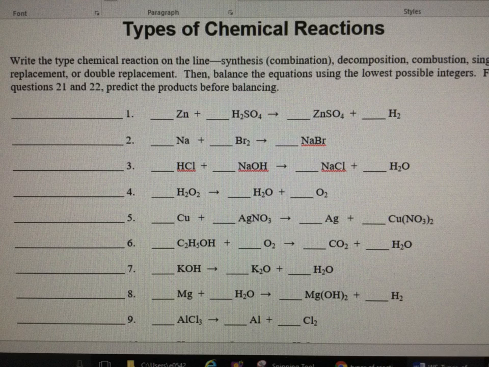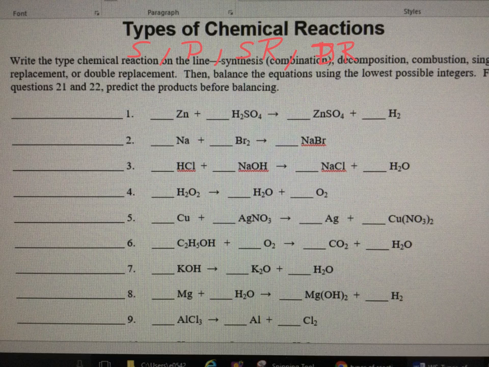Okay, so now let's do a couple of examples together and see what type of reaction it is. You're going to tell me whether it's synthesis, decomposition, single replacement, or double replacement. Now, if you want to, you can stop the video and try to do this on your own and then turn it back on and double check yourself. Go ahead and pause now and give it a try.